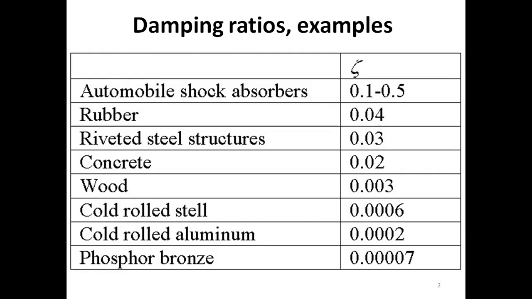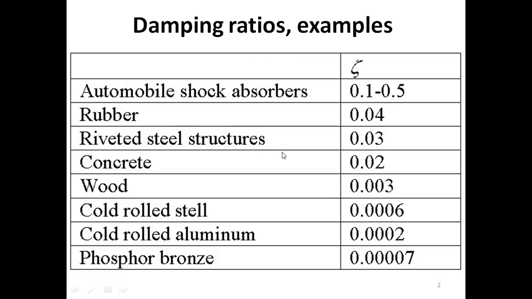So in an automobile, the vibration would be under damped vibration, under damped forced vibration. Forced vibration, we would actually study in the coming lecture. Next is the damping ratio for rubber. It is 0.04. This is the material damping ratio.